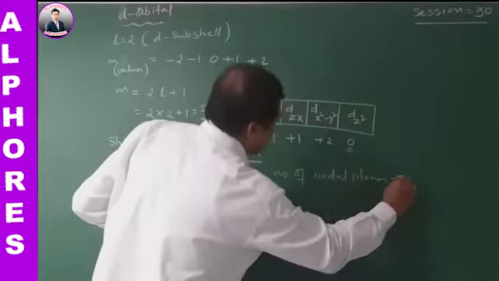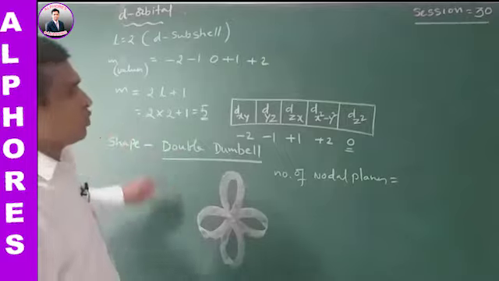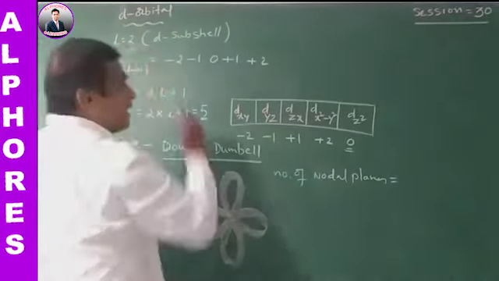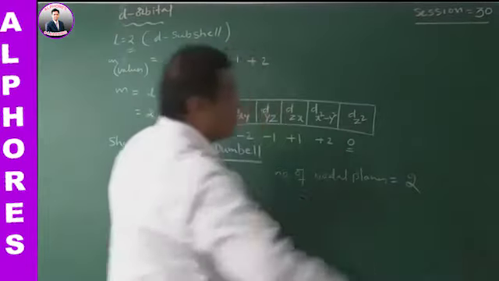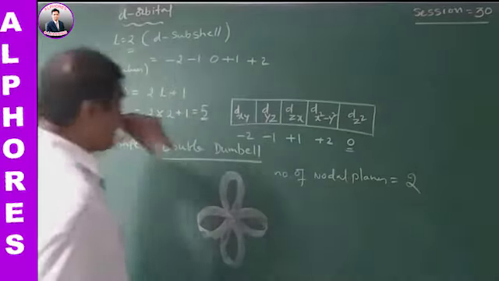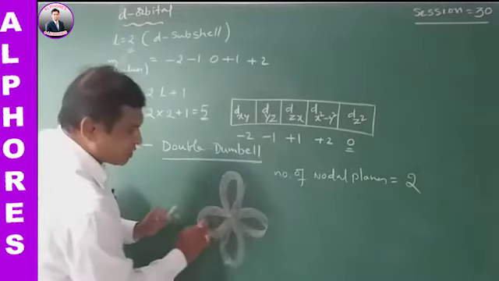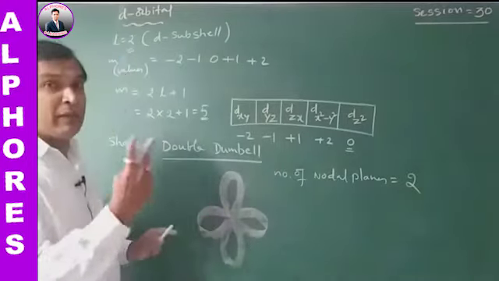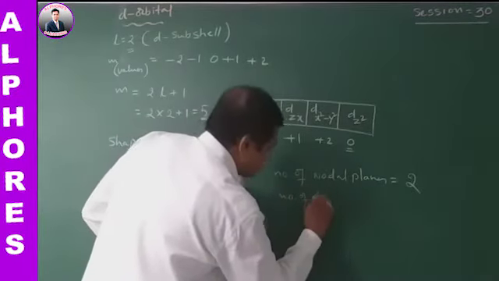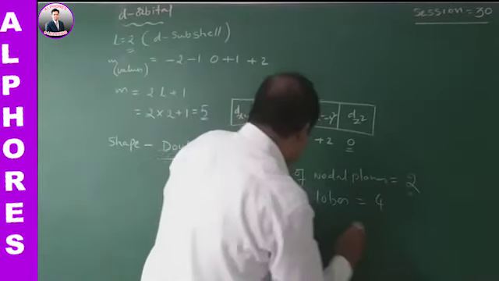How many nodal planes are present? The number of nodal planes is always equal to the L value, that we know very well. For the d orbital, the L value is 2. Therefore the number of nodal planes is 2. How many lobes are present? Each dumbbell has 2 lobes, and there are 2 dumbbells, double dumbbell. That means in total we have 4 lobes. So 2 nodal planes are present and 4 lobes.